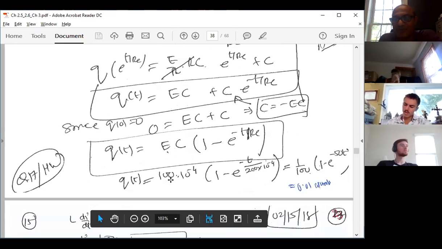And now what are the things provided to you? That E is 100, C is 10 to the power negative 4.